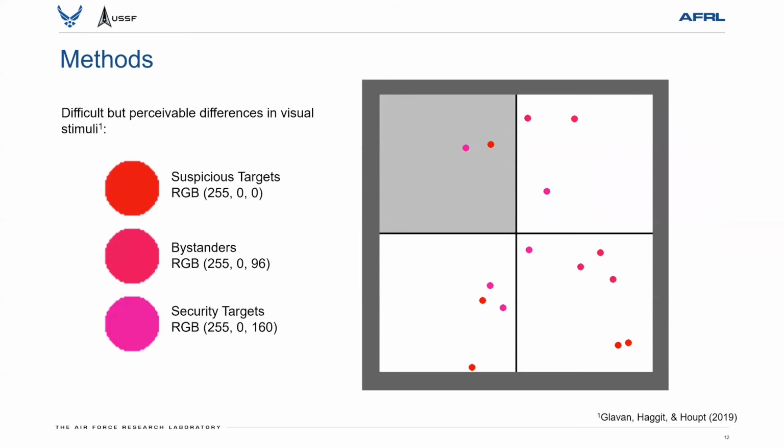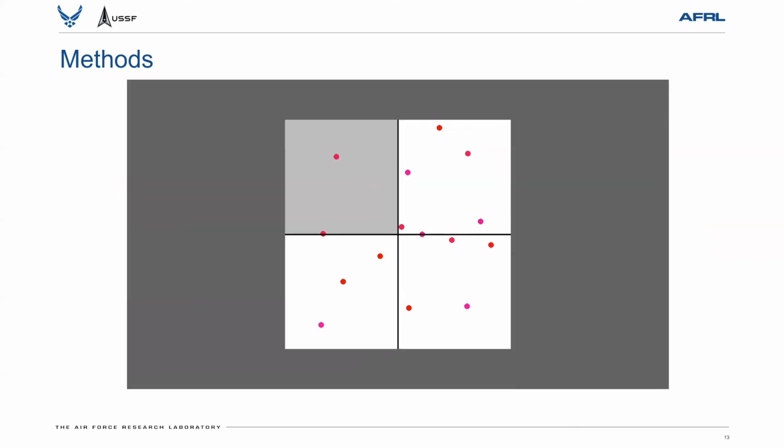The targets actually looked like this, and we had to manipulate this because we wanted the difficulty of the task to be quite challenging. So in a 1 quadrant condition, it looked like this. And then here is an example of how fast the dots were moving. And it was quite difficult for participants.